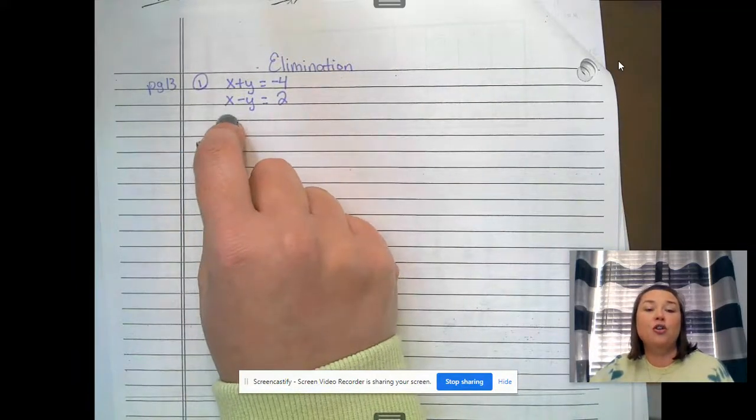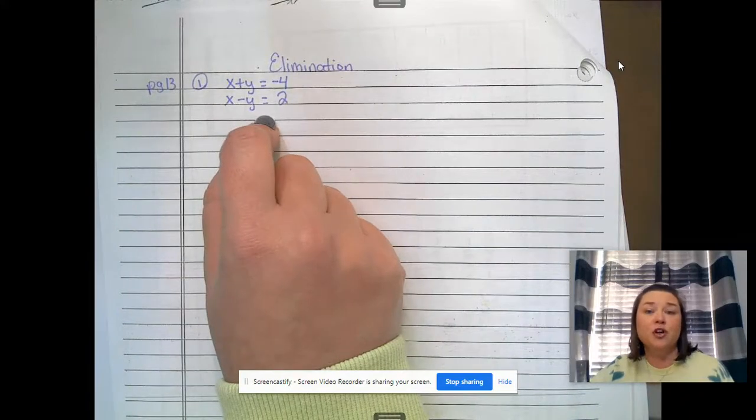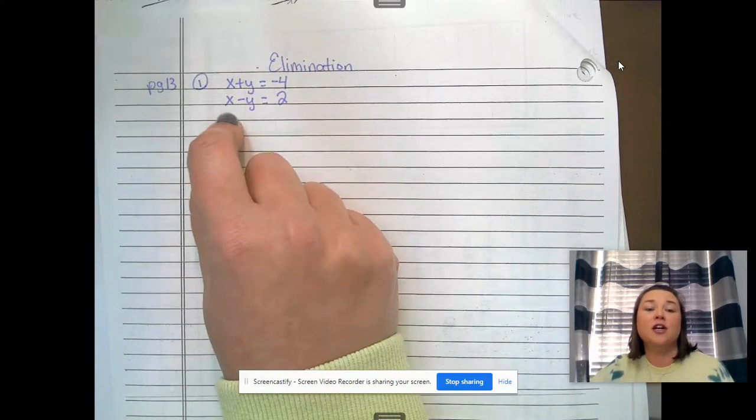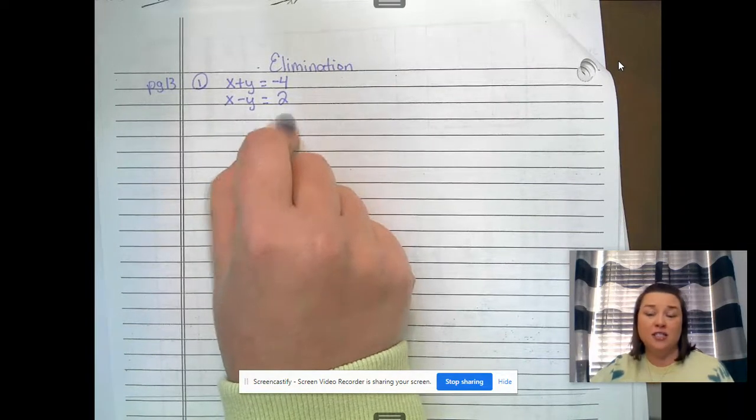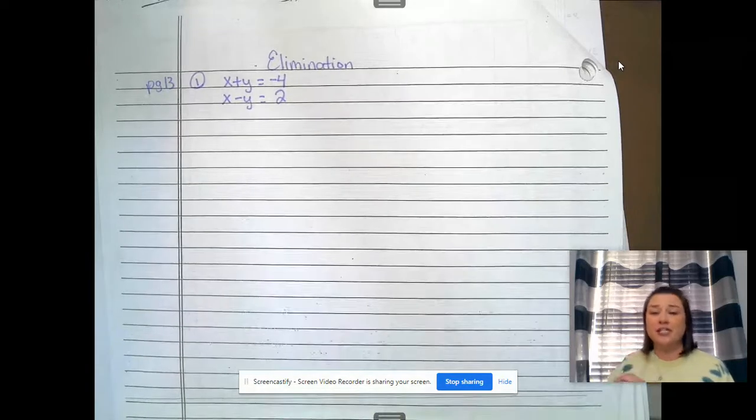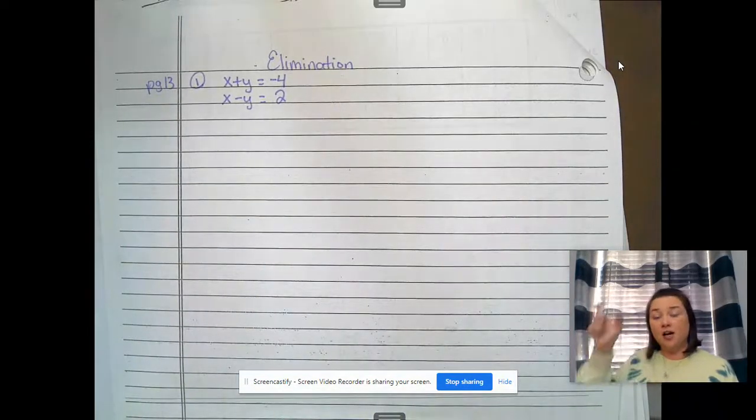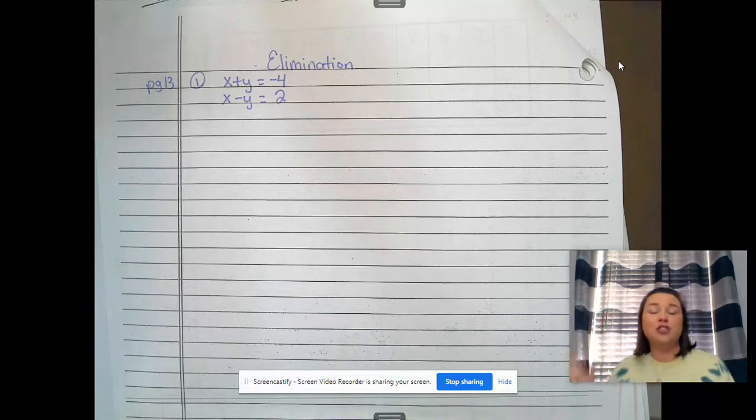First, you've got to make sure that all of the matching or like terms are in a column. So here, my x's are in a column, my y's are in a column, the equal signs need to be in a column, and the constants need to be in a column. If for some reason, when you start the problem, they are not in a column together, you need to rearrange the equation so that they are in a column. I will say that most of the time when it's easiest to use elimination, they're already in that order. If it's in a different order, it may be easier to solve by graphing or by substitution. So first, make sure that they're in a column.